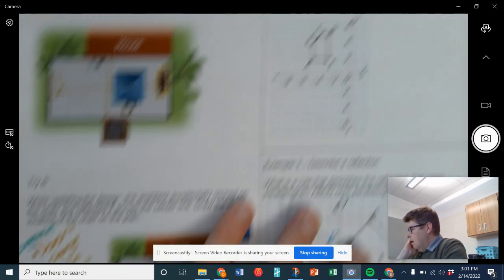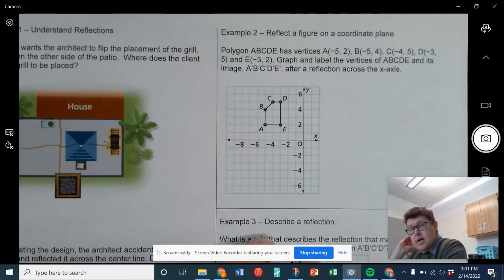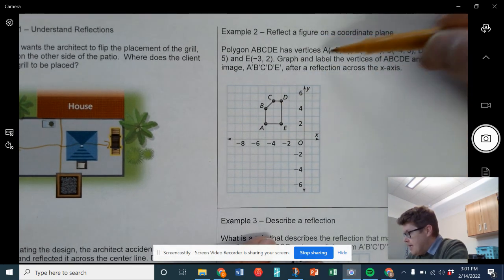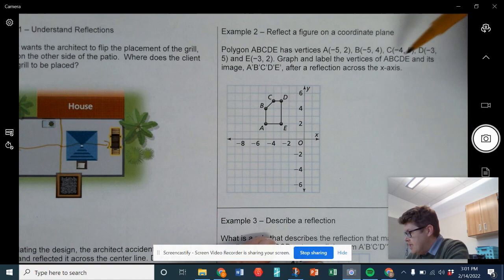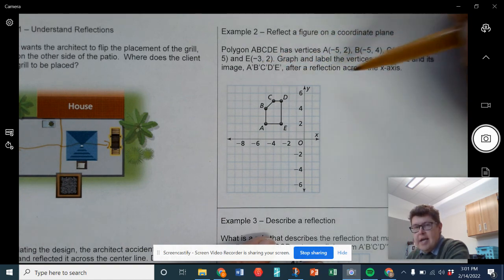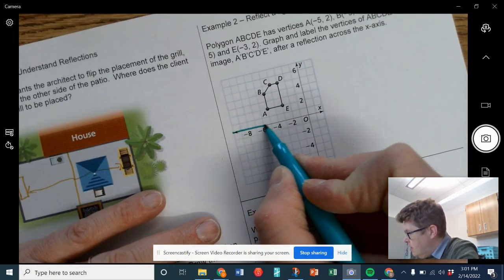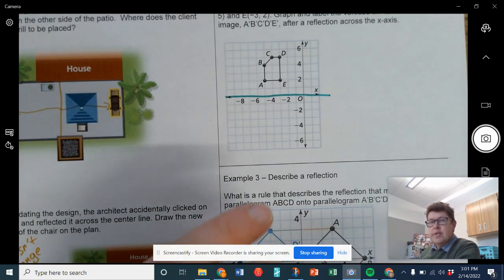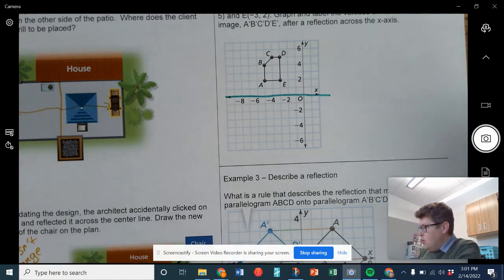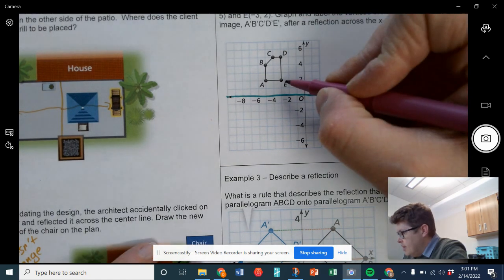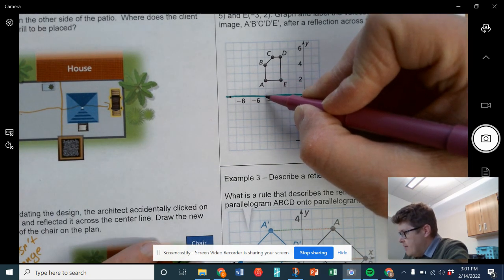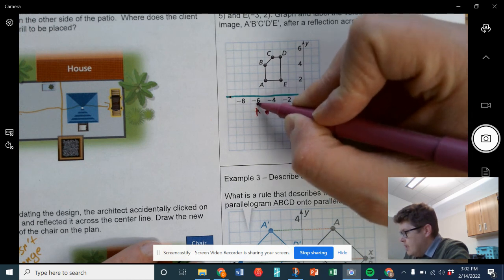All right. So we have this polygon right here with 5 sides, vertices A through E. Graph and label the vertices A, B, C, D, E, and its image with all the primes after reflection across the x-axis. Now the x-axis is this horizontal line that runs across right there. How you do these reflections is you count the distance to the line of reflection. We'll start with A. It is 2 away from the line of reflection, and then you count that same distance on the other side. So it's 2 boxes here, so it's 2 boxes right here. So boom, that's A prime.